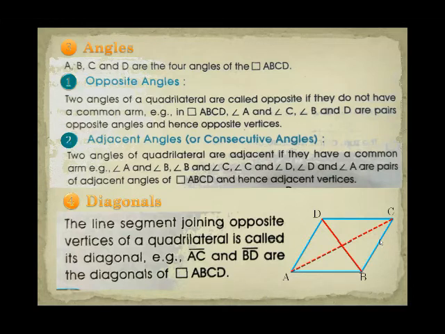If we have a quadrilateral ABCD, we join the opposite vertices by a line segment, just like from point A to point C and again from point B to point D. So they are called the diagonals of the quadrilateral.